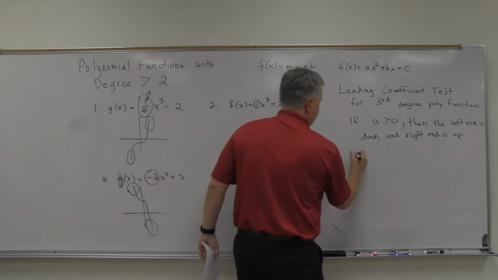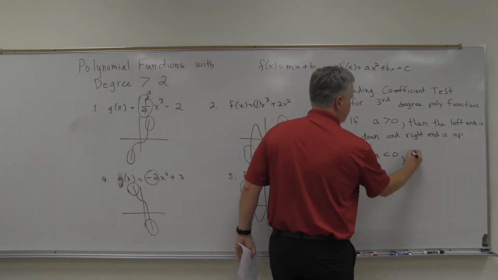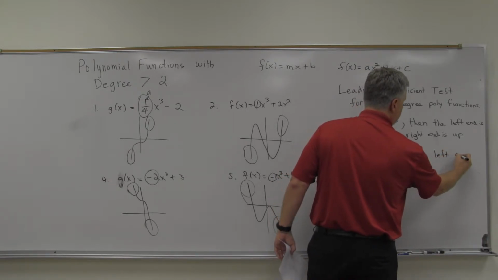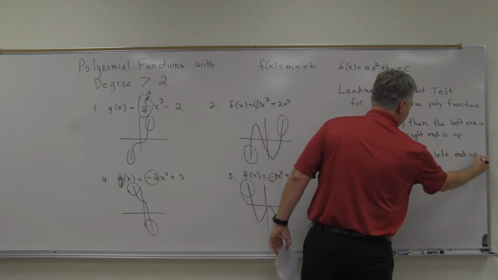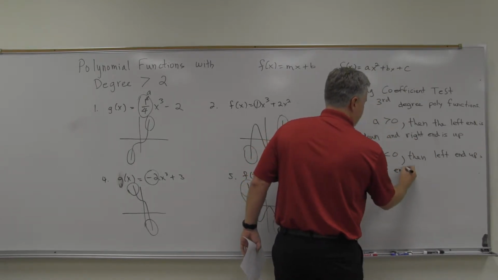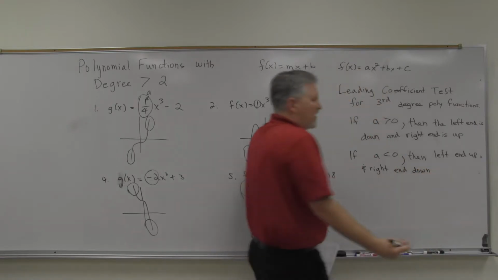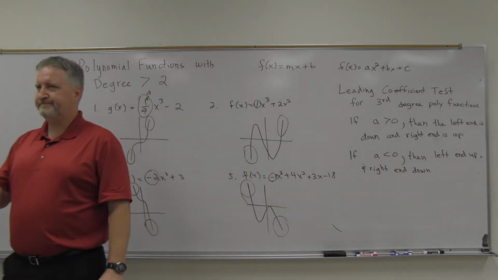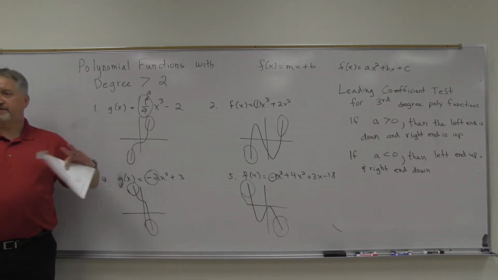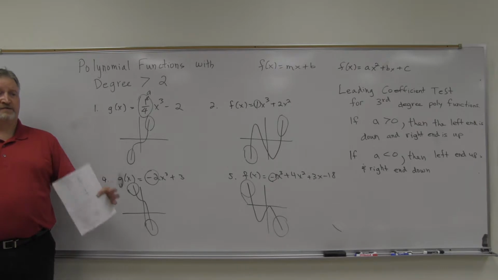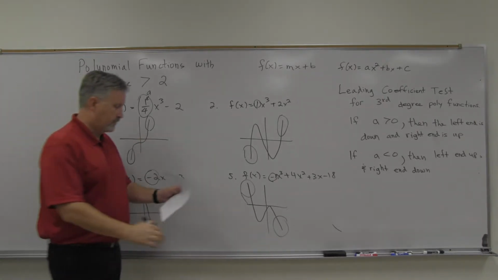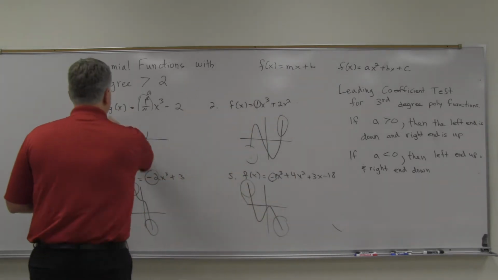And then it just switches. If A is less than 0, is negative, then switch it around: left end up, right end down. Okay? So it's not a whole lot of information, but it does provide some good information. We know the ends have to alternate, one end's up, one end's down. This just tells us which is which. So, A and B on the front side there.